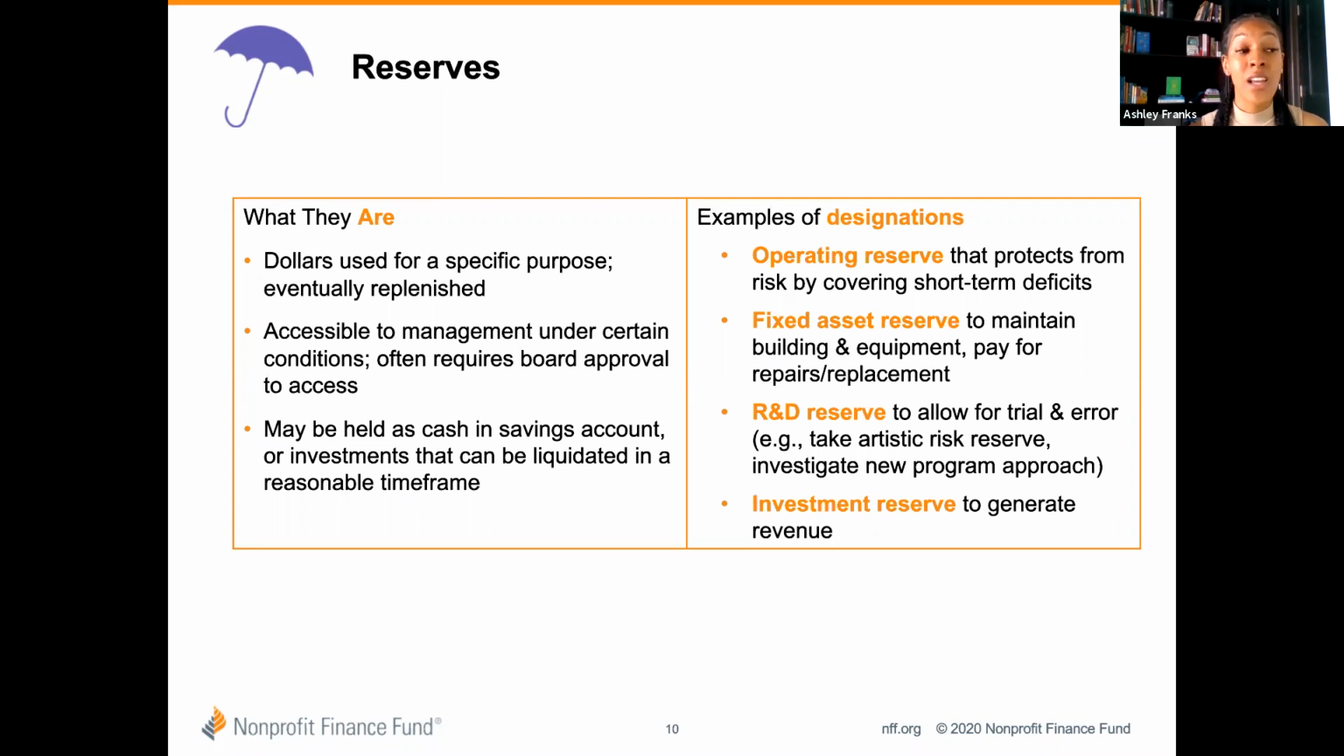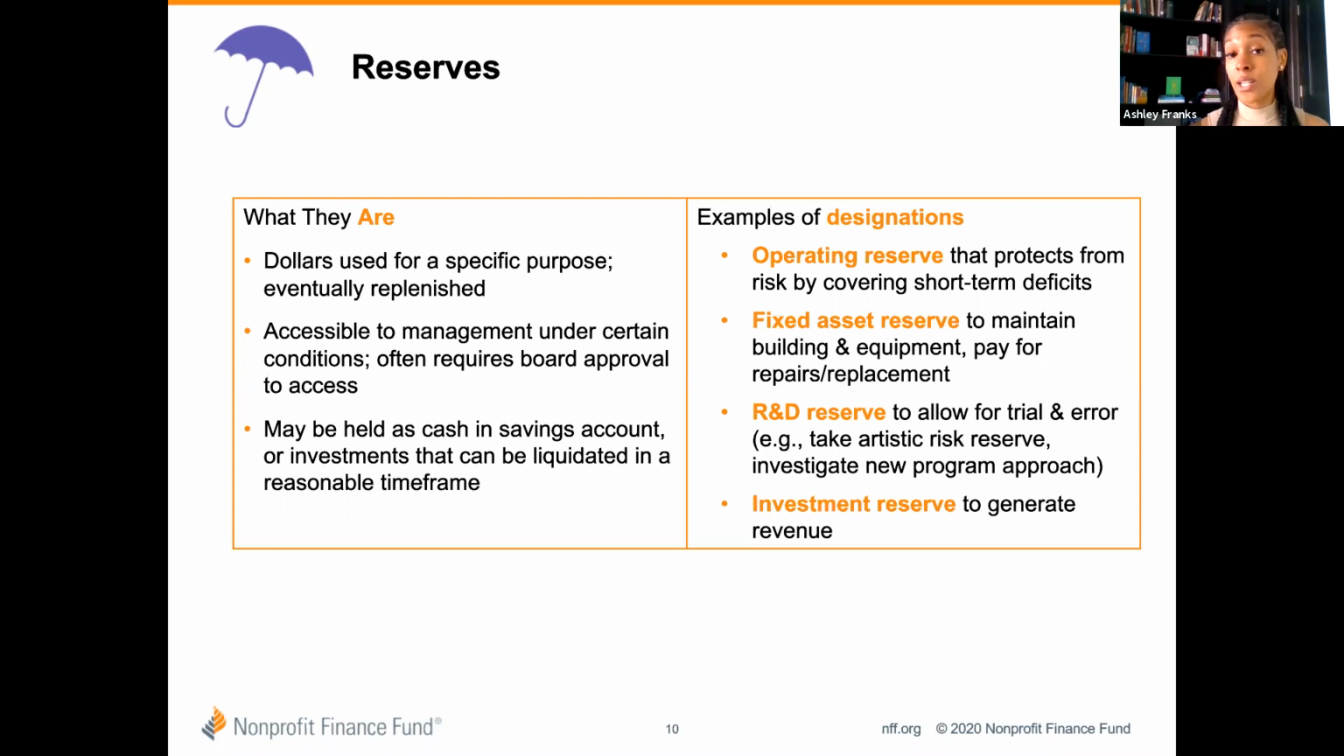Fixed asset reserves is another designation. This is where you save for the repair or eventual replacement of your equipment, or for improvements to your property if you own any. And then you can have an R&D reserve, which is a research and development reserve, to allow us to take artistic risks. And how many of us get to do that, right? A lot of this may seem aspirational, but it is the goal. And then there are investment reserves, which is another type of reserve that we might see. Usually there is a big pot of dollars that gets invested, and the intention is that they generate revenue for the organization.